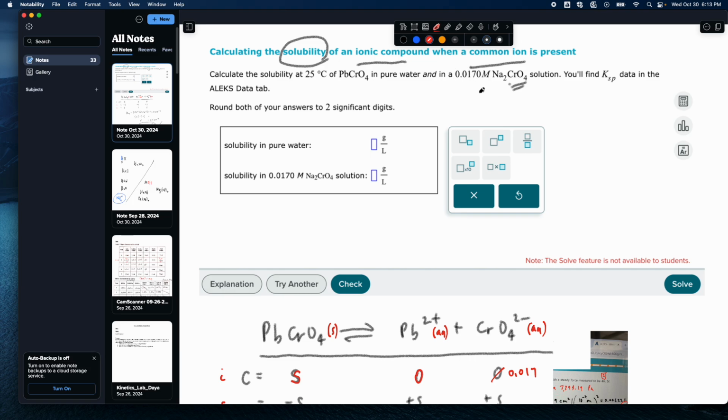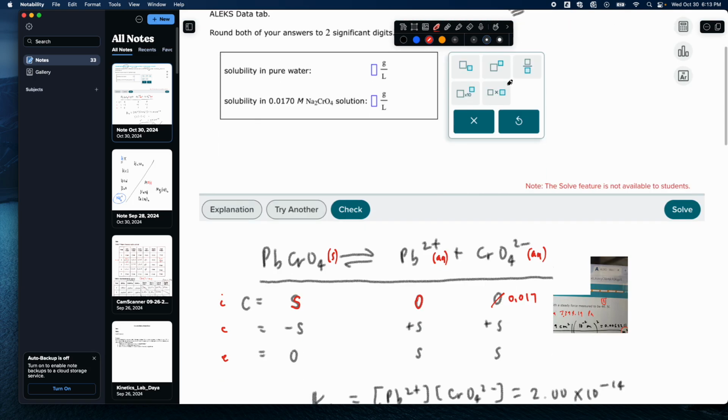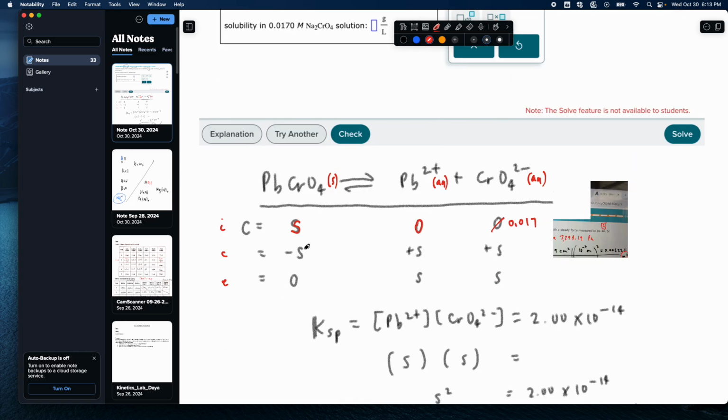Chromate. Lead chromate, I mean sodium chromate, I know, but the sodium is just a counterion. We don't care about that. So this then is going to, it's all going to go, this is a new S, right? It's all going to go away. It's going to go to that.